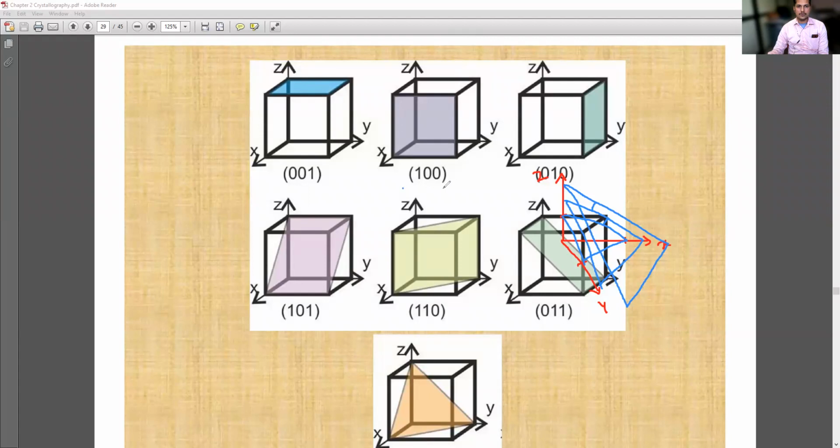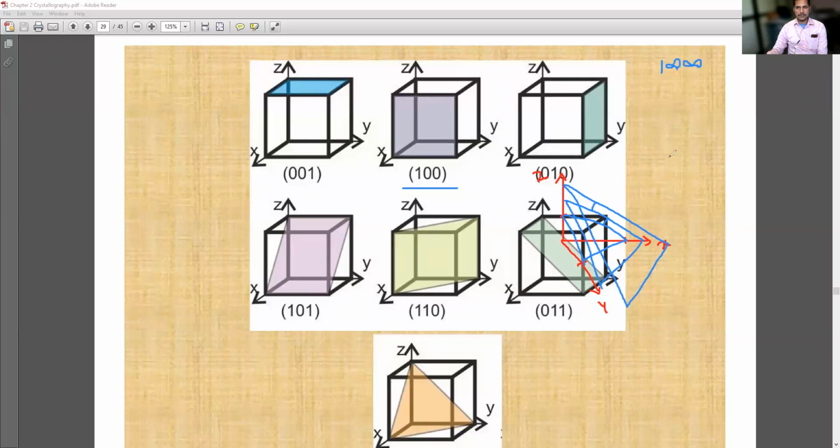If we consider this 100, so 100 is the Miller indices. Can anybody tell me what the intercepts are in this case? 100, if the Miller plane is there, what are the intercepts? 100 or 1 infinity infinity? Yes sir. 1 infinity infinity. Okay, so these are the intercepts.